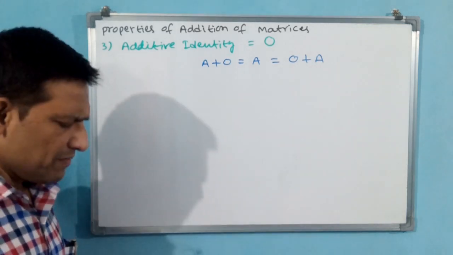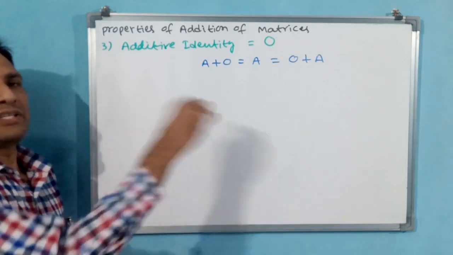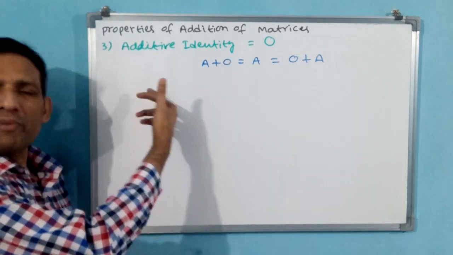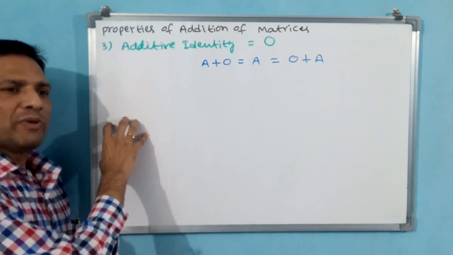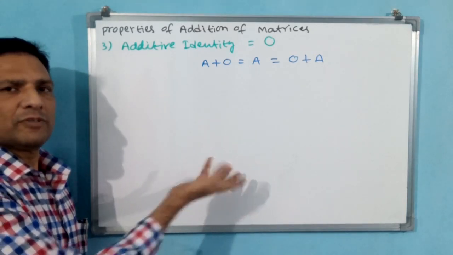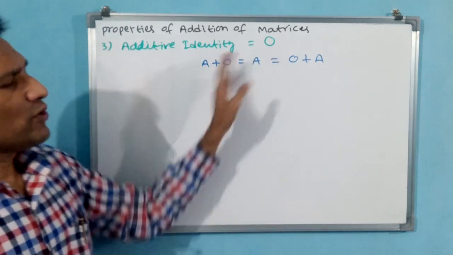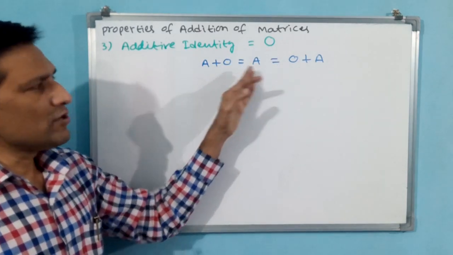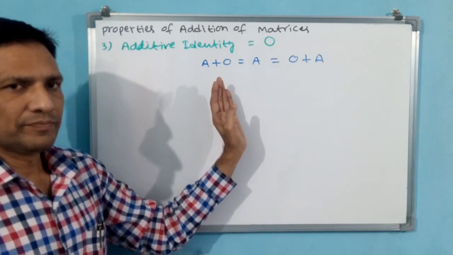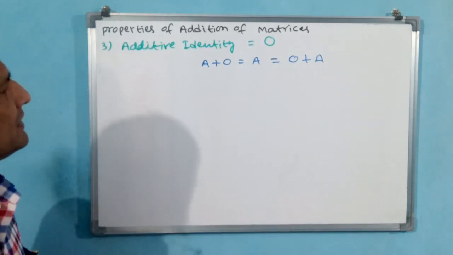Additive identity. See, for this, do you require any proof? Why? Because we have seen simple addition only. Column to column number and row to row number has to match. O means all zeros will come. All zeros means if you add any element with a zero, then the same element is going to come. You don't require this proof. You know very well, because 0 is the additive identity. A plus 0 is equal to A, and 0 plus A is equal to A. O means 0 only here, but we are representing it with O.